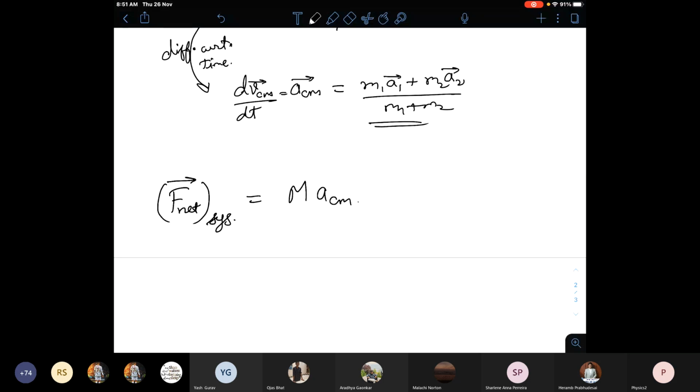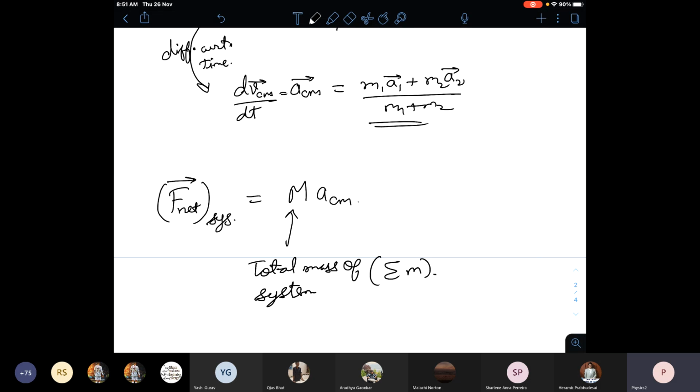M A_CM. What is M? M is the total mass of the system, that is summation of M, the mass of center of mass, as I just told you in the case of momentum. It is the summation of all the masses. And A_CM, we have just seen the formula. So F net of the system can be written as M A_CM.